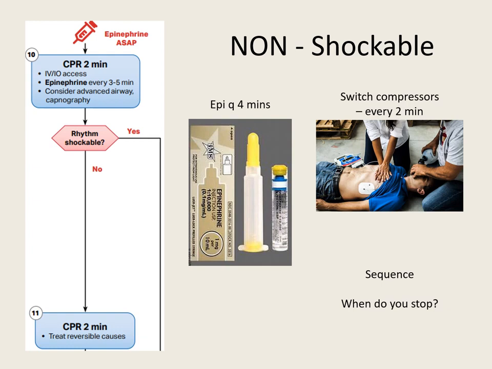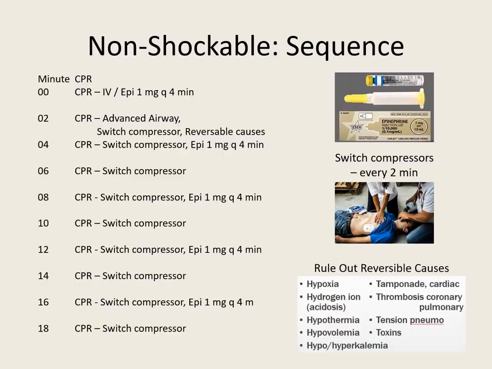So what's the sequence look like, and when do we stop? Here's our non-shockable sequence. We start CPR. Go epi early, get some IV access, and give 1 milligram every 4 minutes. 2 minute mark, hopefully we got that advanced airway in place. We're doing continuous compressions, and we're giving 1 breath every 6 seconds. And we are switching compressors at the 2 minute mark and looking for reversible causes.